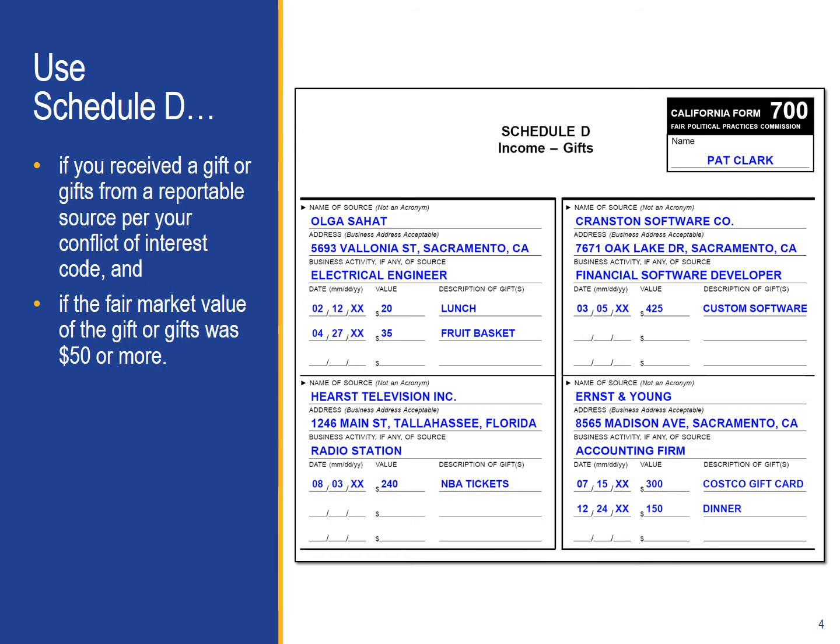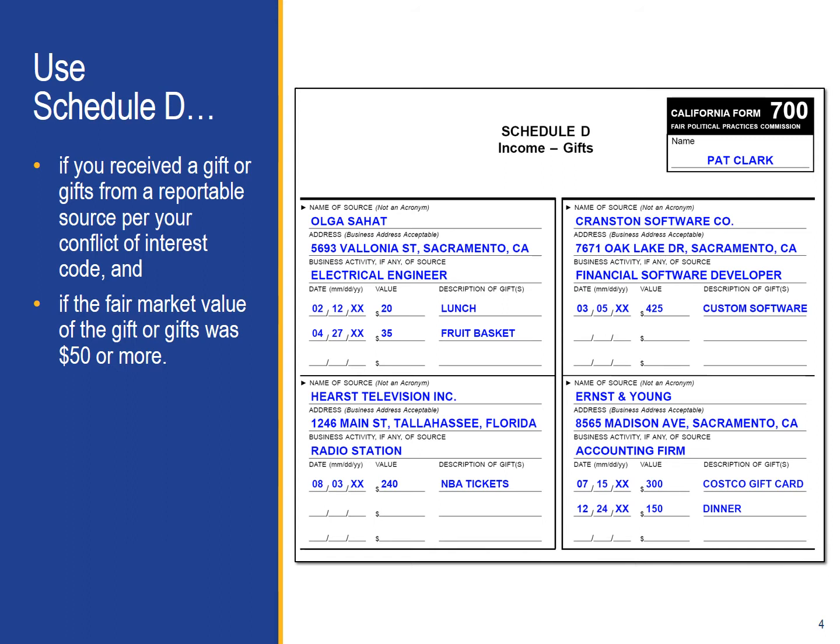If you are filing an annual statement, you must report gifts and loans that you received in the last calendar year. If you are filing an assuming office statement or a candidate statement, you should report gifts and loans received in the past 12 months. If you are filing a leaving office statement, you must report gifts and loans that you've received since you filed your last annual statement. Take a moment to review the gifts disclosed on this slide.